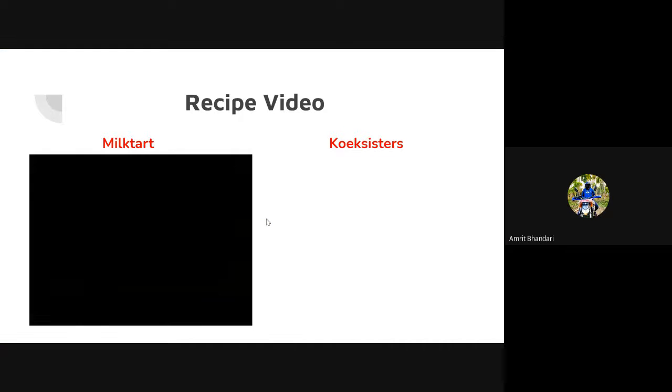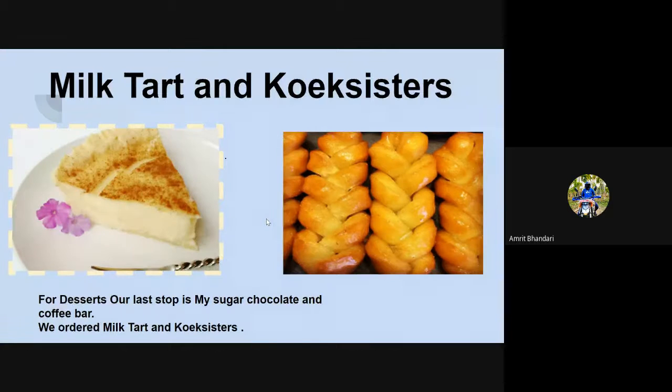Talking about the milk tart and quick sister desserts, these are the most traditional desserts in South Africa. They are really lip-smacking dishes. They look smooth, creamy, streaky, crunchy, and their taste and looks are most interesting in appearance. The reason we chose the milk tart is to celebrate this dish. There is also a National Milk Tart Day. We love milk and tart, so we ordered this without even looking at the menu.